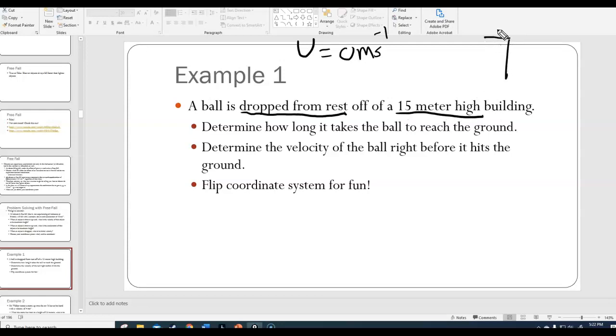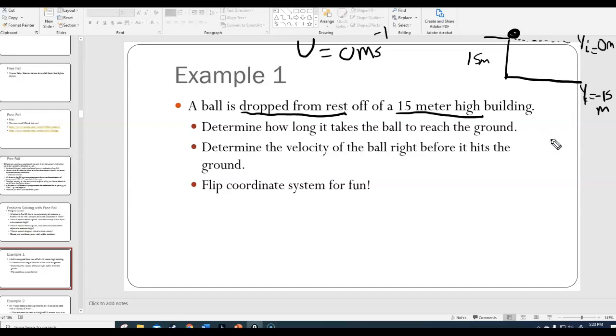So let me draw a picture of the situation. Let's say I drew it as a cliff, but just pretend this is the edge of a building, and the building is 15 meters. Now I need to define a coordinate system. I'm going to say that this initial position where the ball is dropped, I'm going to call that yi. For my initial y value, I'm going to say that's 0 meters. And then the ground is down here, and I'm going to say that's y equals negative 15 meters.